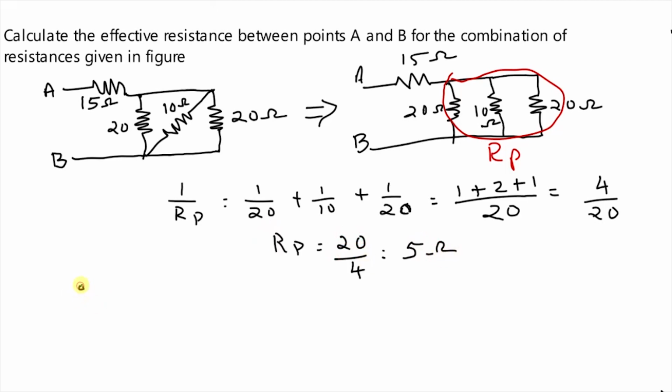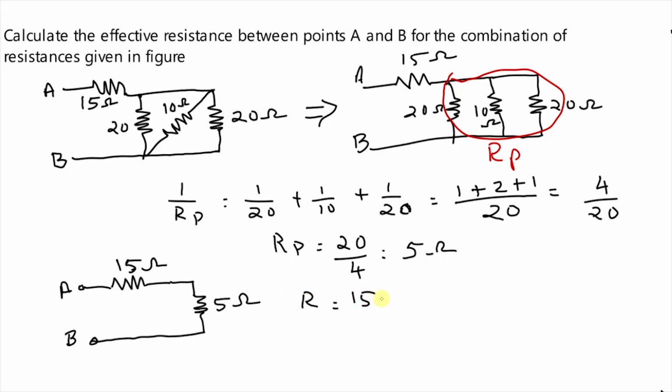So our diagram can be simplified as this 15 ohm coming in series with this 5 ohm and going to point B. As 15 and 5 are in series, it can be added. So total resistance becomes 15 plus 5, that is equal to 20 ohm.